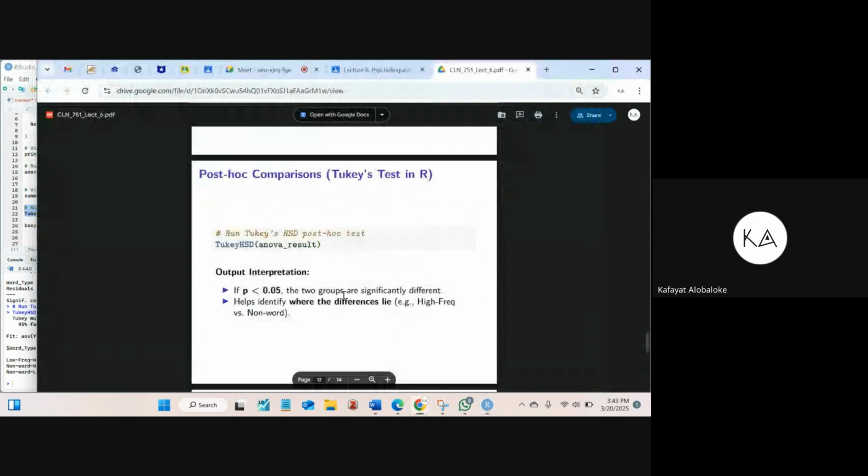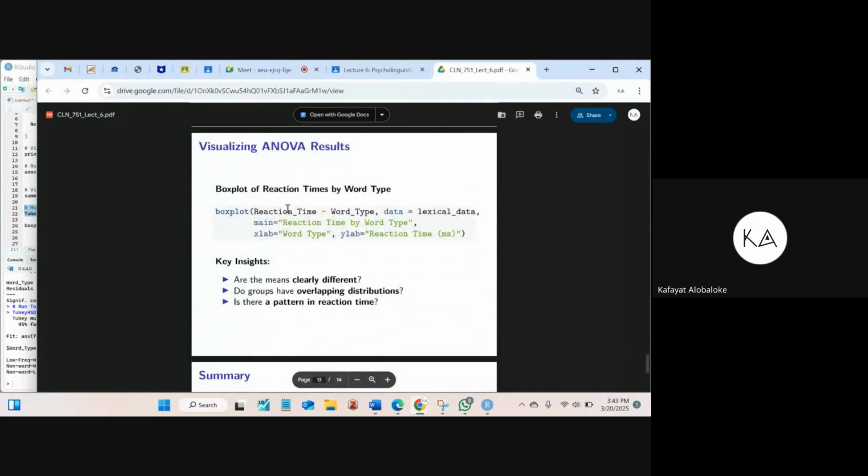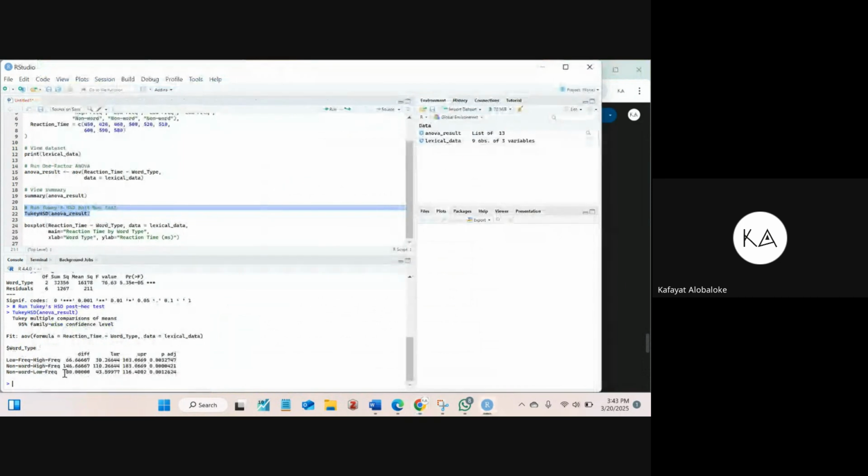How best do I interpret this for you to understand? Okay, the interpretation is there. From here, we are trying to say that the highest difference is 146.67, which is equivalent to the non-words versus the high frequency. And this tells us that the highest difference lies in the non-words versus the high frequency.